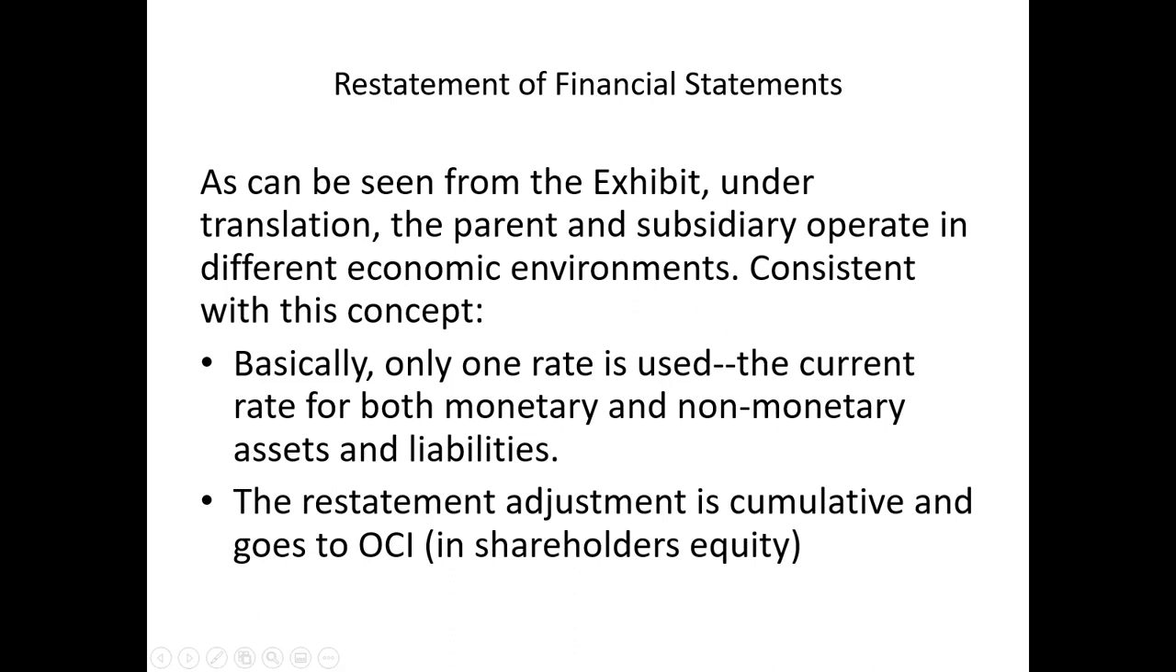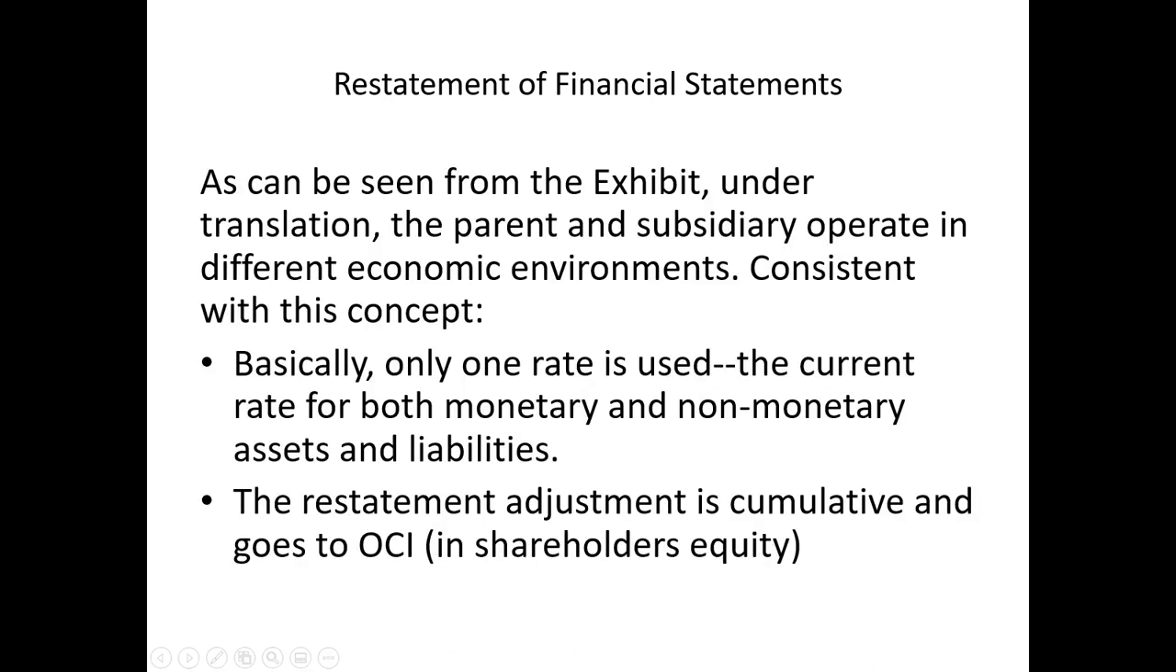Okay, now, here are two very important things in the second bullet point. The restatement adjustment is cumulative. We're going to take all the income statement and balance sheet items for the subsidiary, and we're going to multiply each one times an exchange rate. In this case, basically the current rate for just about everything. That adjustment is going to be the cumulative adjustment since the time you acquired the foreign subsidiary, and it does not go to income. It goes to OCI and shareholders' equity.